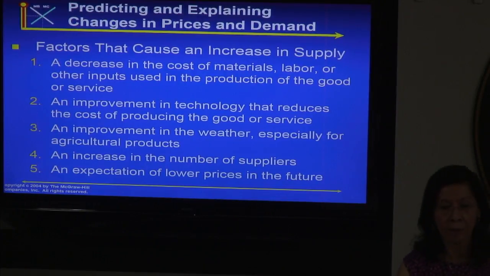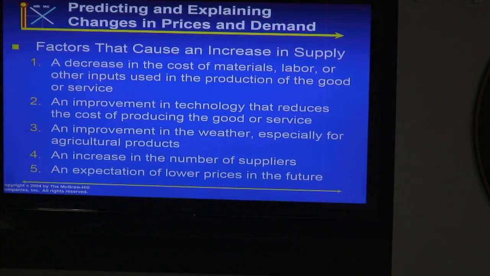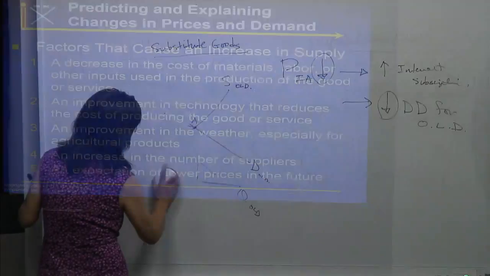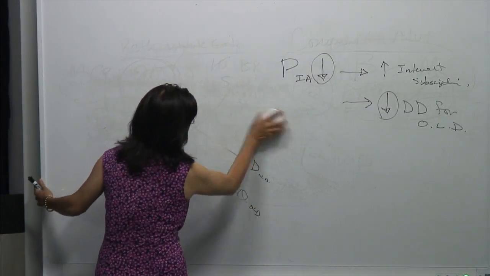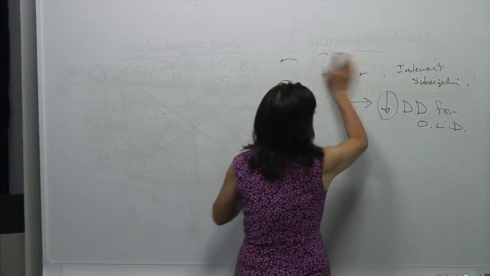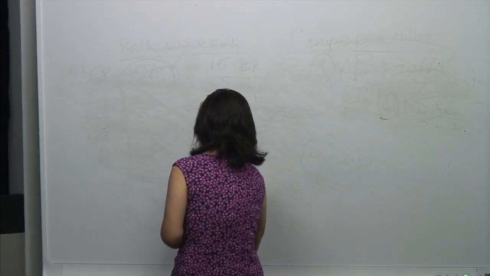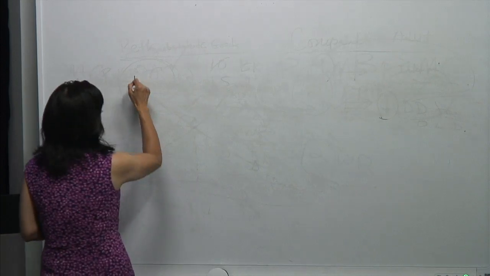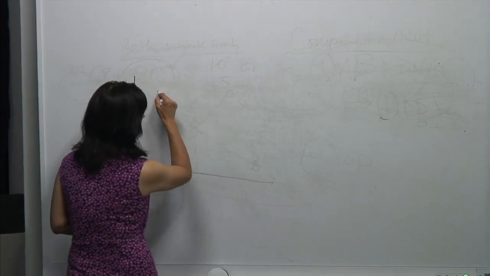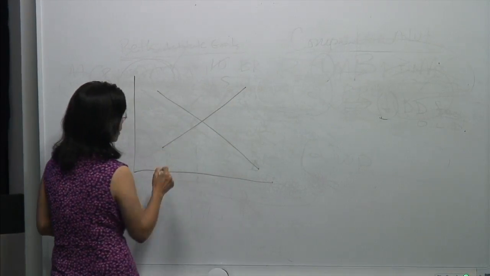Okay, go ahead, Ms. Kai. A decrease in the cost of materials, labor, or other inputs used in the production of the good or service, an improvement in technology that reduces the cost of producing the good or service, an improvement in the weather, especially for agricultural products, an increase in the number of suppliers, an expectation of lower prices in the future. When these factors move in the opposite direction, supply will shift left. Okay, very good.